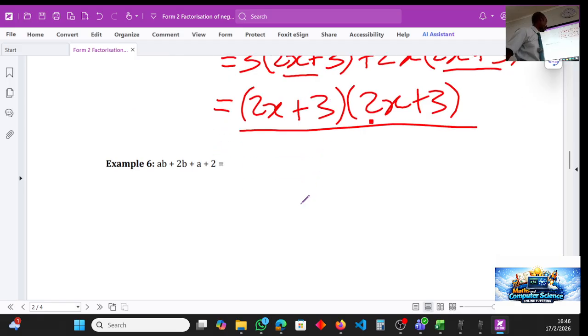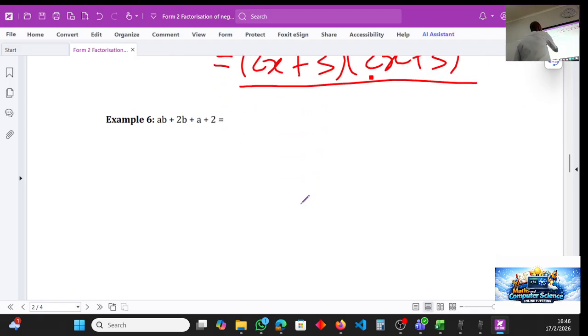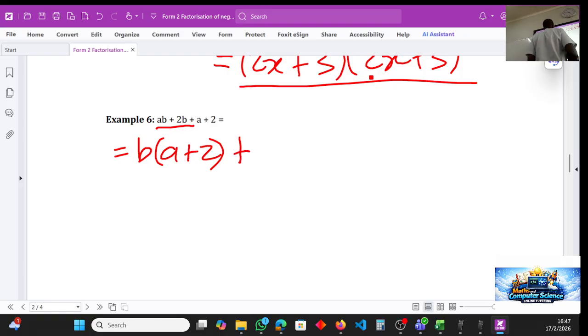Example 6 is similar. We are going to group to say on the first part I have AB and 2B. So it looks like B is common. When I divide AB by B, I get A, plus when I divide 2B by B, I get 2. Then on the second part, it looks like there is nothing to factor there, or it's a 1, because we don't have HCF. So if it's 1, we don't write it.